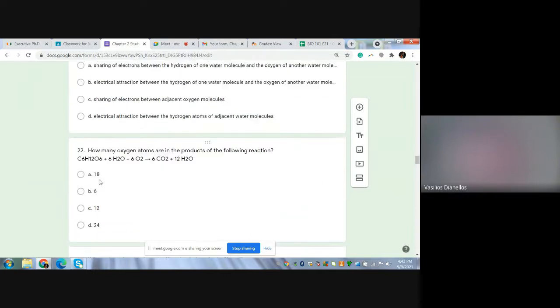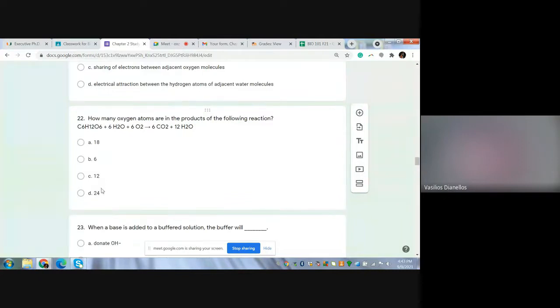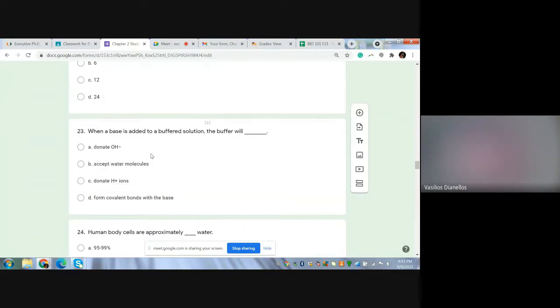Number 22, you'll learn that in chemistry. You'll never need to know that in here. How many oxygen atoms? Basically, you're supposed to count them up. Like there's one in this water molecule, one in this molecule, two in this molecule, and 6 in this water molecule. Then you have to multiply the fact that there's 6 of these molecules and 6 of those molecules, and you add it all up. Anyway, you won't have to worry about that in this exam.